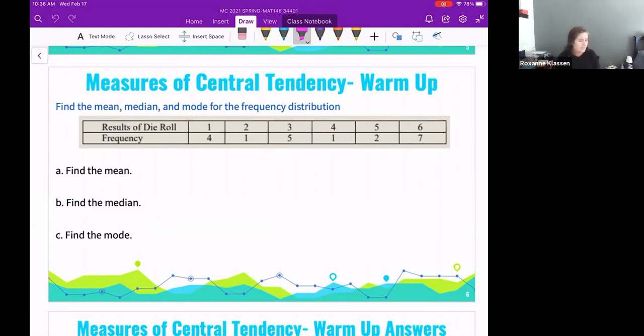So find the mean, the median, and the mode. Find all 3 of them and get them ready in the chat, okay? But don't hit enter yet, okay? And no rounding, just give me the whole answer.